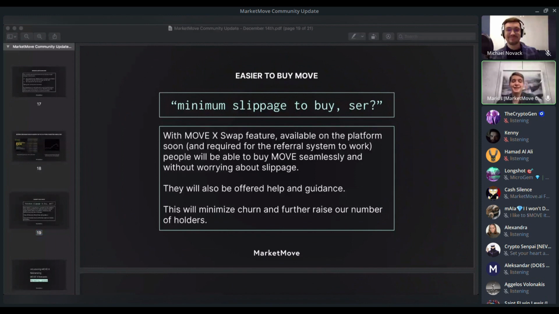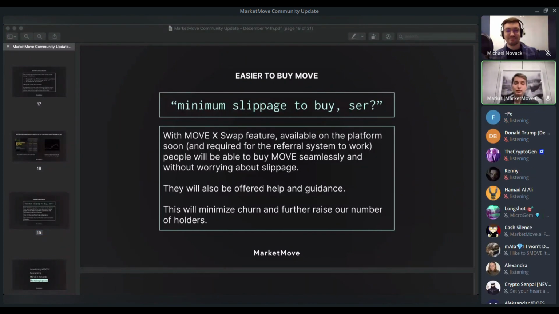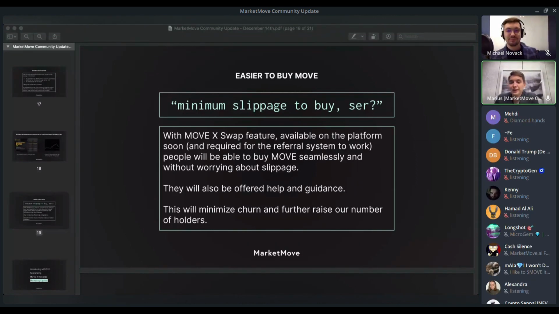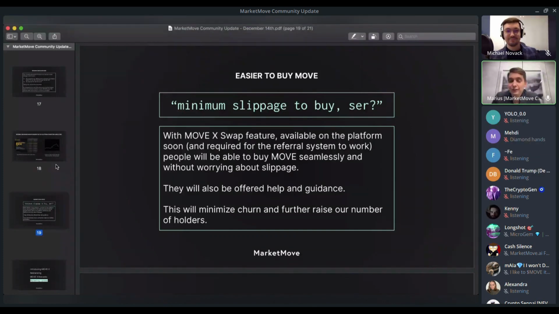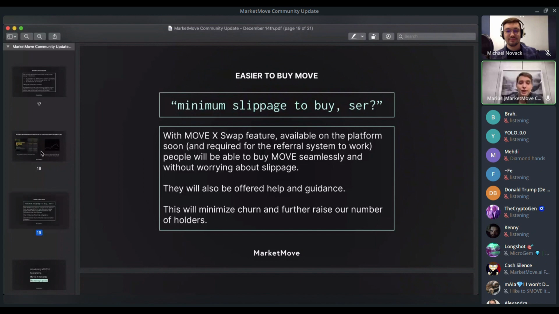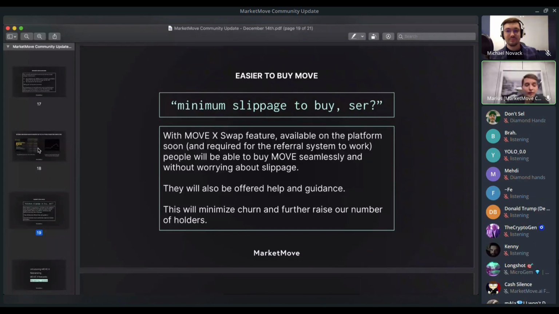All right, yes, exactly. So this is going to come along with the Movex Rewards and Movex Swap feature. People will be able to buy Move and not worry about slippage because it will be automatically provided. So no more minimum slippage to buy. I understand these questions arise, and I feel like it's rational to ask them because it's not that easy, especially given the adoption curve I've been talking about so much.